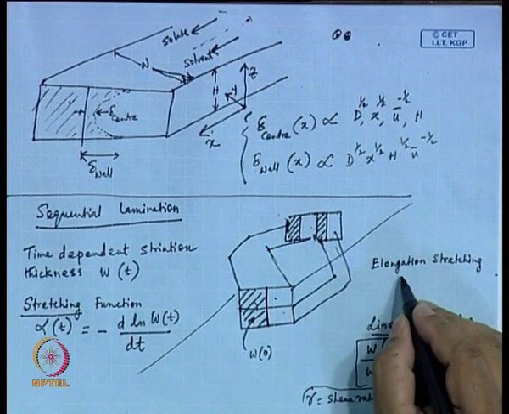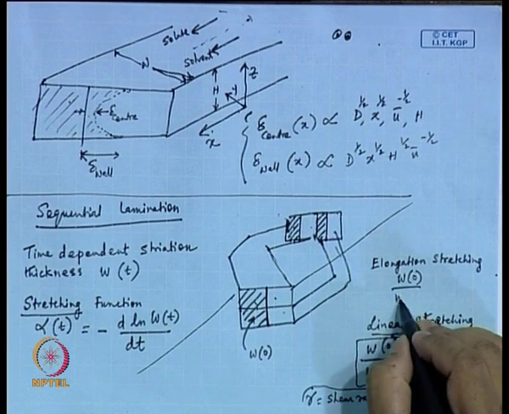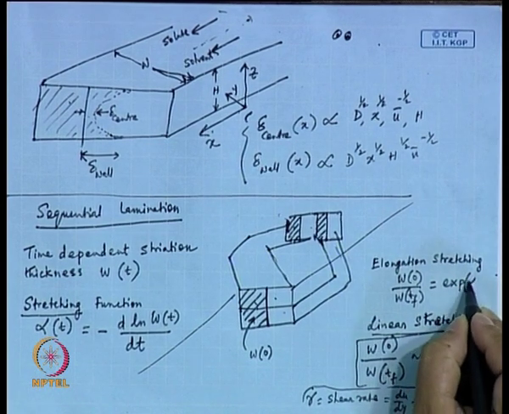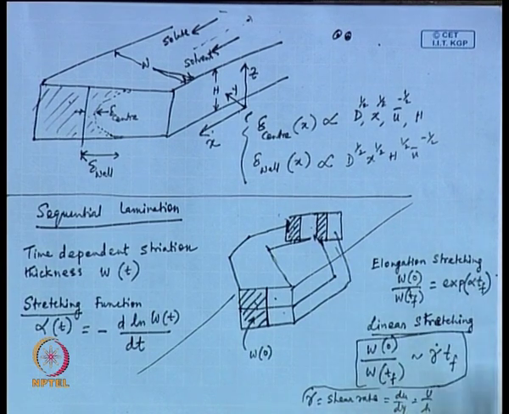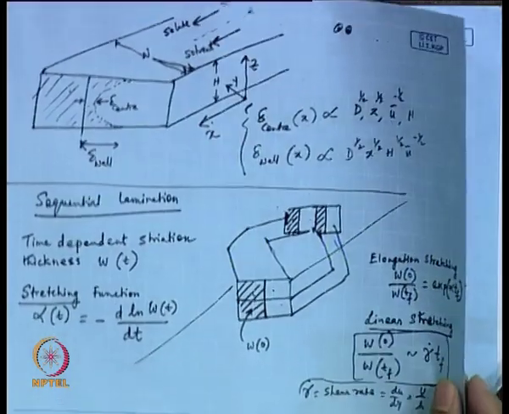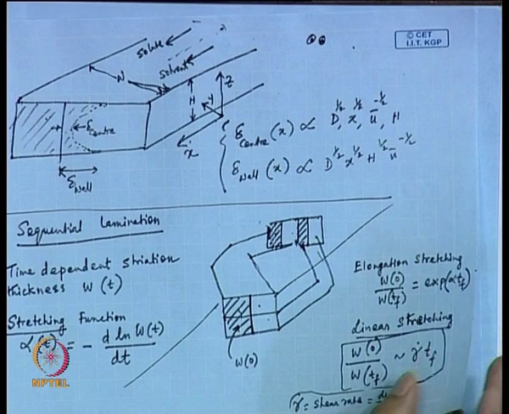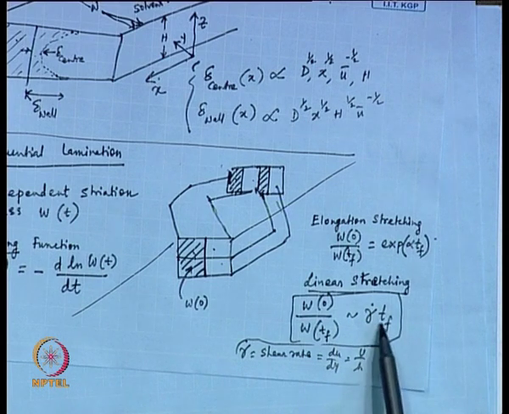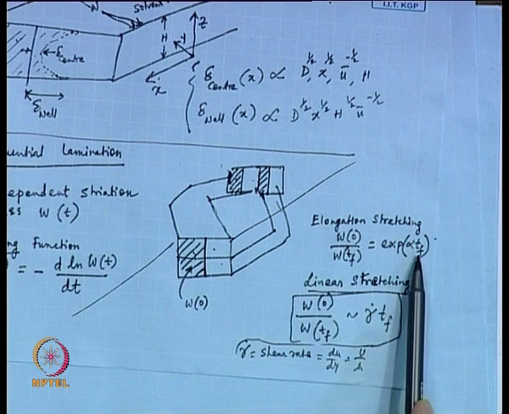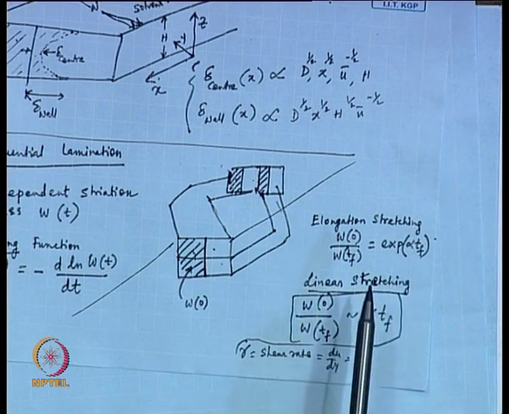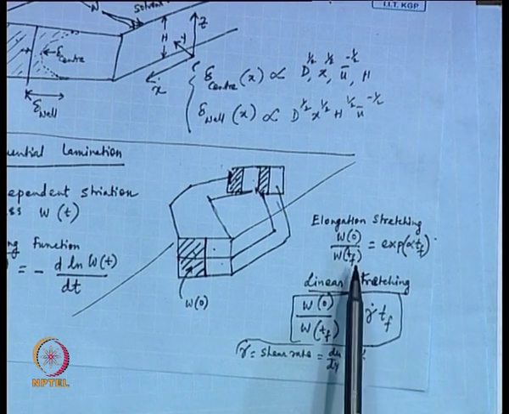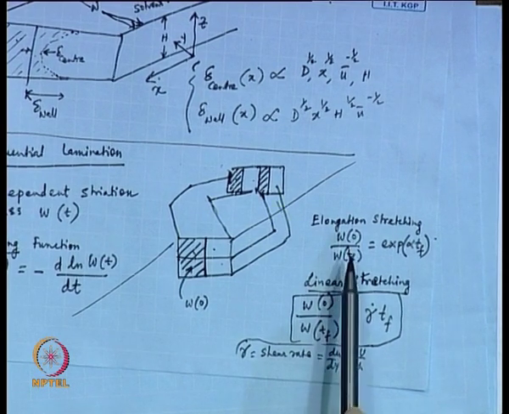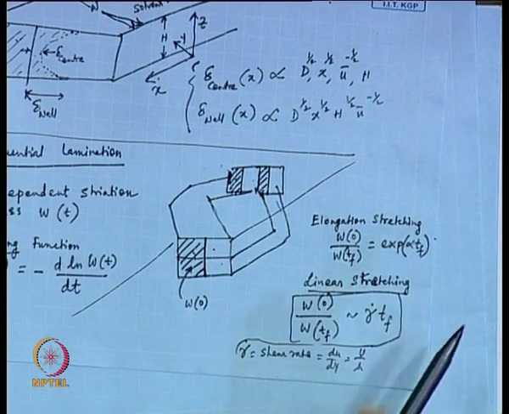On the other hand, for elongation stretching, W0 by W_Tf is equal to the exponential of alpha T_f. Here W0 by W_Tf is not a linear function of time, rather it is an exponential function, and alpha is this coefficient. So, W0 is the striation thickness at time t equal to 0, W_Tf is the final striation thickness, and W0 by W_Tf is equal to exponential of alpha T_f. Okay.